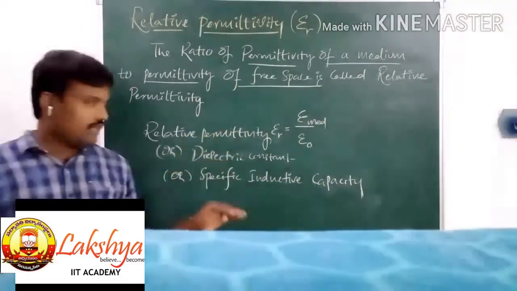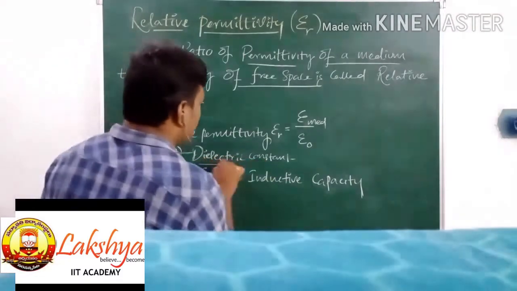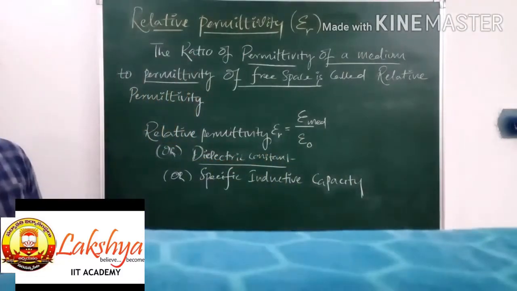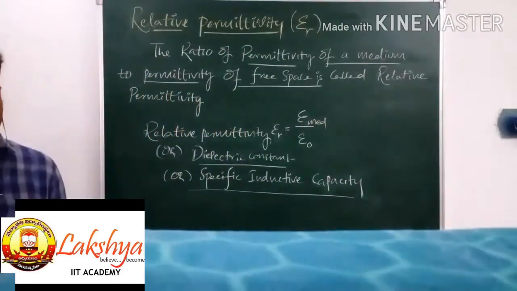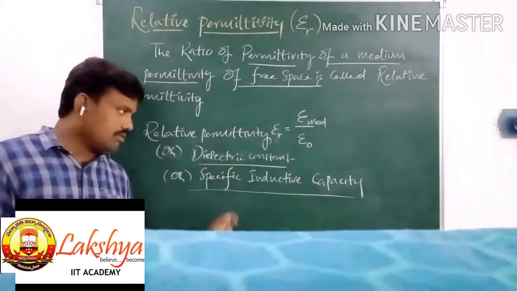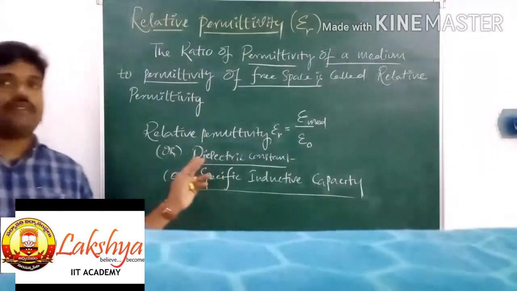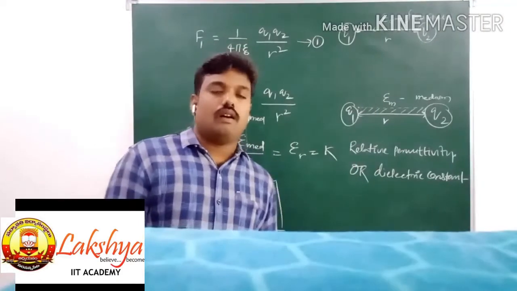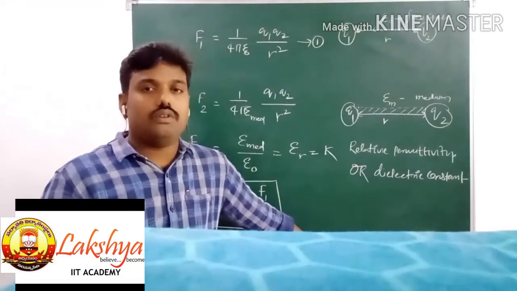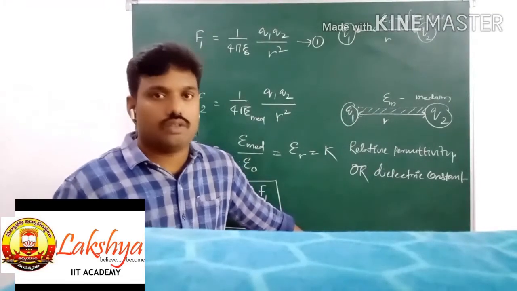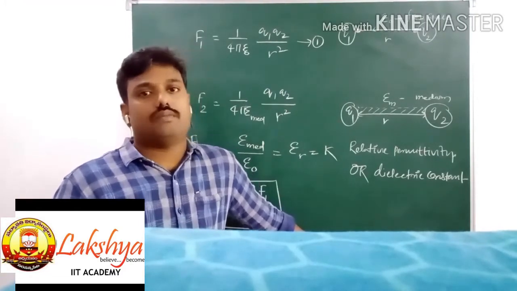Relative permittivity, in another way, we can call the dielectric constant, and this term is going to be important for the next chapter. Another name is specific inductive capacity. These two terms are going to be new to you, and you can make use of them in your next chapter. Relative permittivity is a constant, and it has no units and no dimensions. Why? Because it's simply a ratio, a comparison between the permittivities of two different mediums.